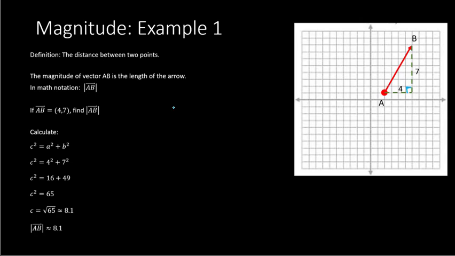So again, notice where those numbers came from, the 4 and the 7. That was your change in x and change in y. And we can get those numbers directly from this ordered pair. So the vector AB is 4, 7. So the 4 and the 7 for your Pythagorean theorem come from that ordered pair. We could just plug that in for a and b to figure out the magnitude.